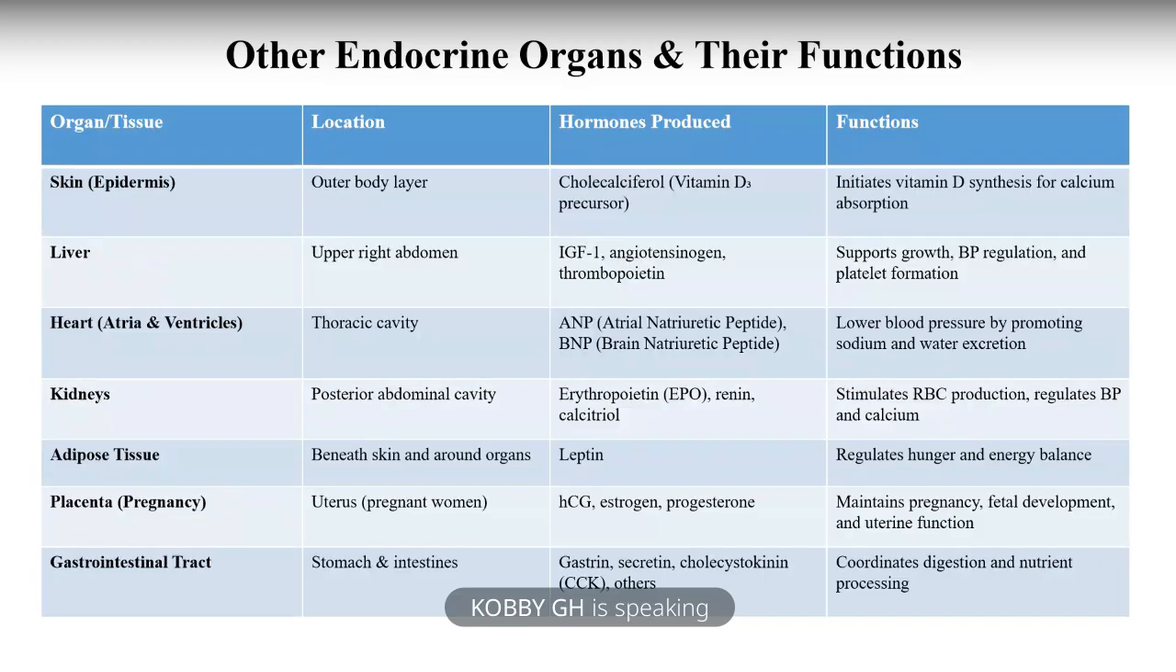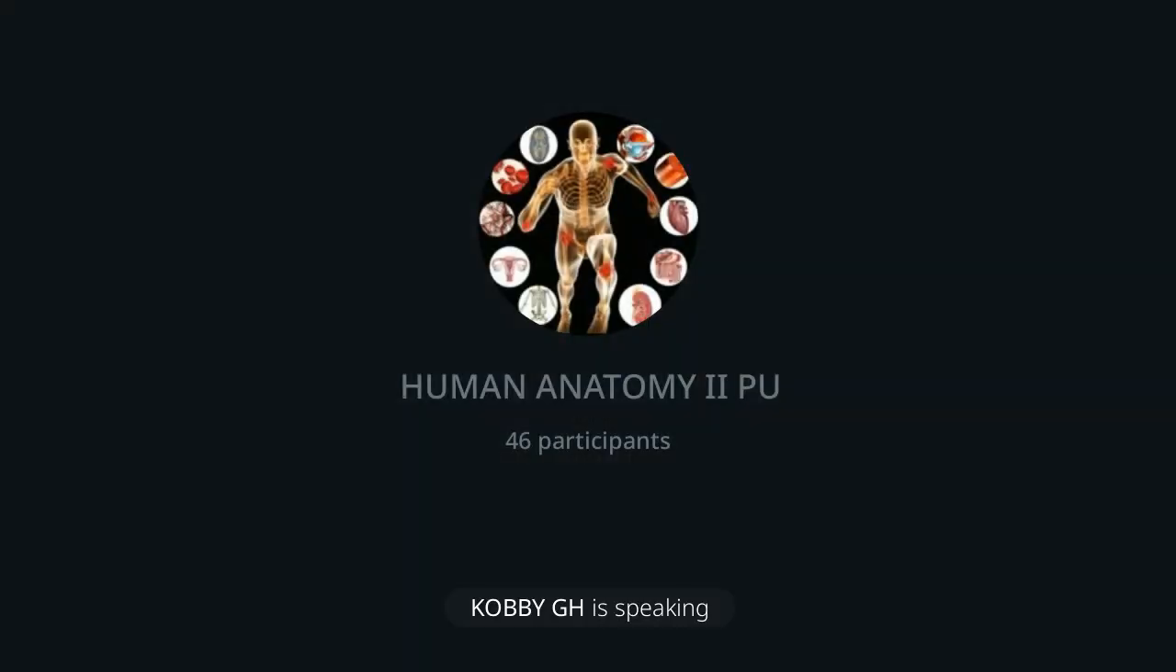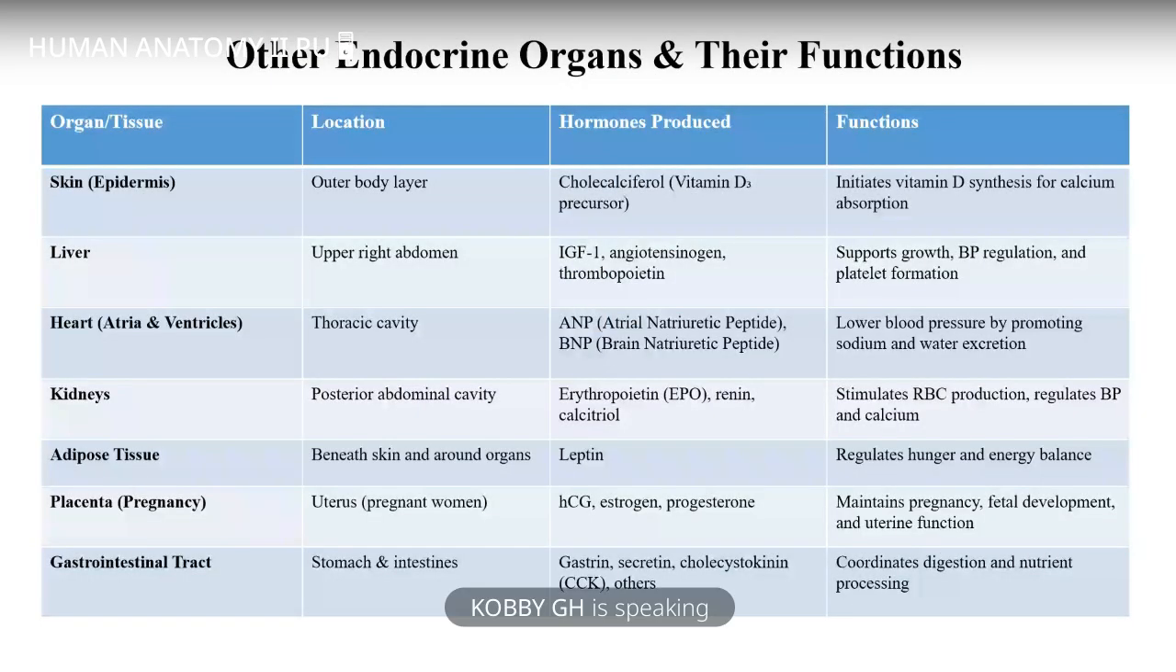Okay, so for the skin, what do they produce? Cholecalciferol, you should know. Cholecalciferol, which is the vitamin D3 precursor, is secreted into the blood. The liver, what chemical does it secrete? Insulin-like growth factor 1, IGF-1, you should know. And then angiotensinogen, if you remember the RAS system.